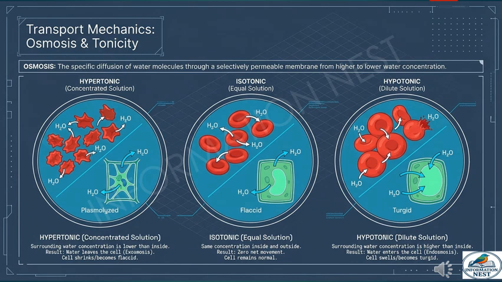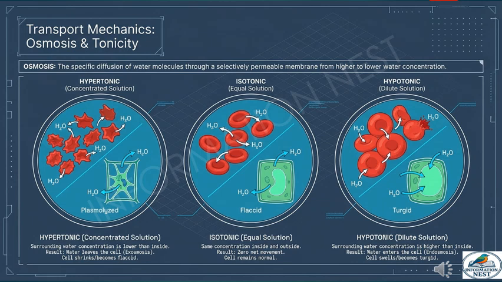Second, now move your eyes to the middle, isotonic. Iso means equal. Here, the water concentration is the same inside and outside. Water is still moving back and forth, but there is zero net movement. The result: everything is chill. The animal cell stays its normal, healthy shape, and the plant cell stays fluffy or just right. This is a comfort zone for most cells.